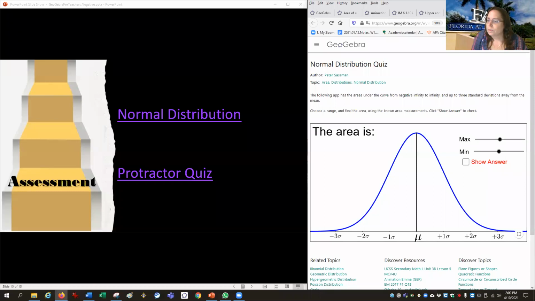And so we can ask students to go in here and we can say, okay, you want your minimum at a certain standard deviation, maximum, and have them determine the area. And we know that learning this, the normal distribution curve, is just something they have to kind of know, but it gives them some exposure to be able to understand and kind of play with how these different areas are formed and discovered.